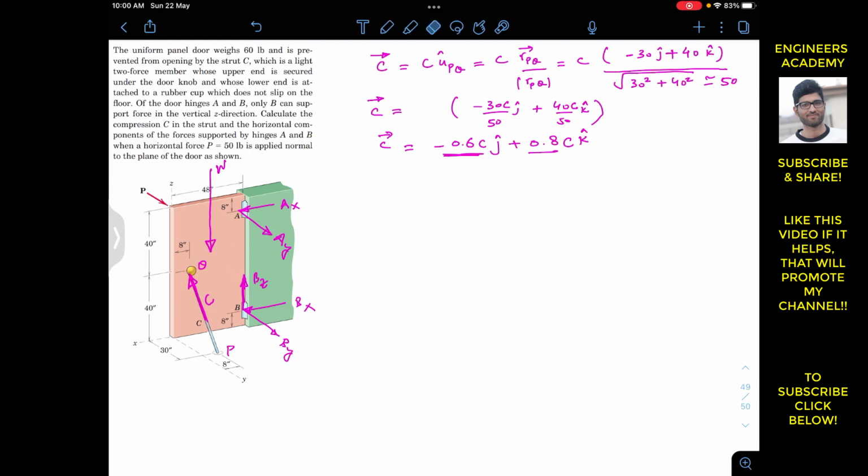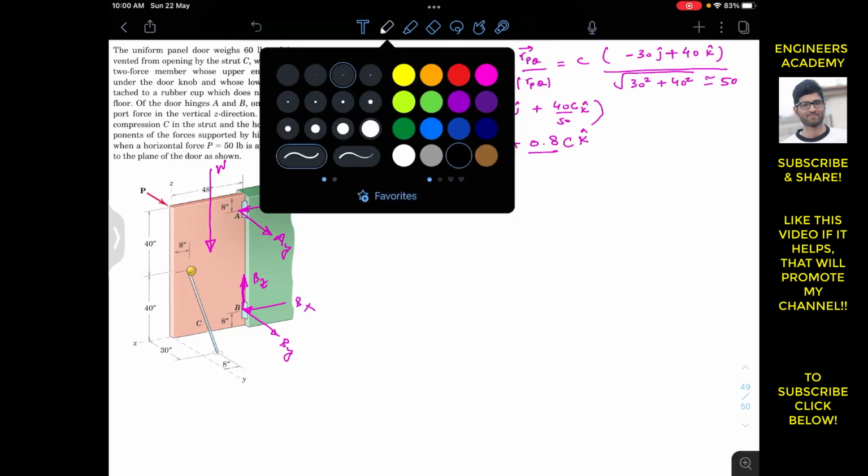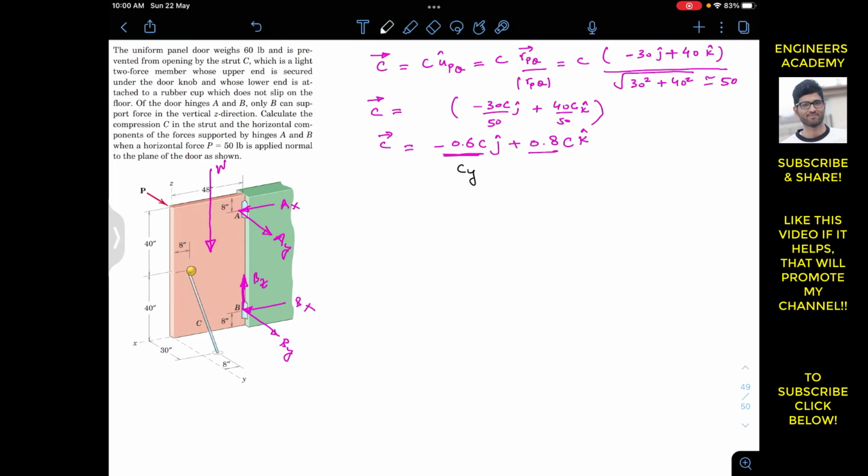So now let's remove this C and show its components. C has two components: this one is the CY component, and this one is the CZ component. The CY component must be acting in the negative Y, since we have a minus sign here. So this is CY, acting in the negative Y, and this is CZ. Once we know C, we can find the magnitudes: CY is 0.6 C, and CZ is 0.8 C.